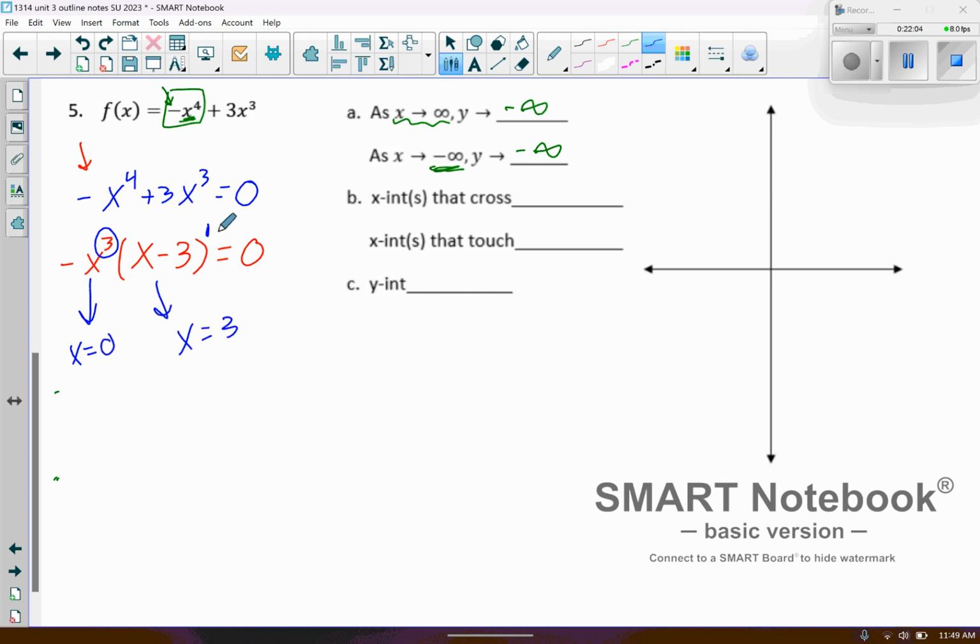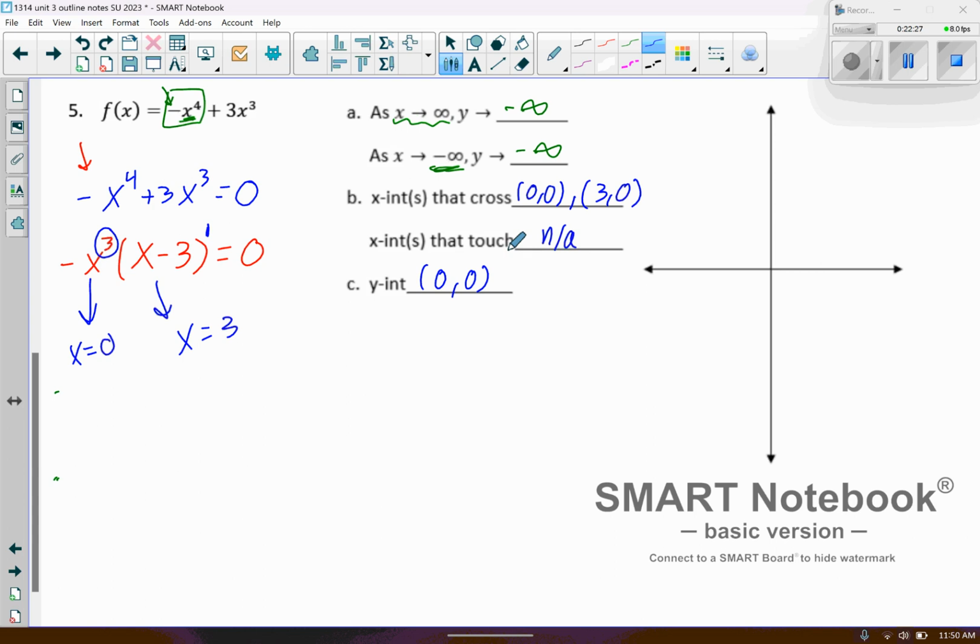So since they're odd, they both cross. At 0, 0, I'm going to cross, and at 3, 0, I'm going to cross. I did not have any even multiplicity, so I don't have any that just touch and turn around. Now my y-intercept, I will have that at 0, 0 also. Like I said, that happens a lot.